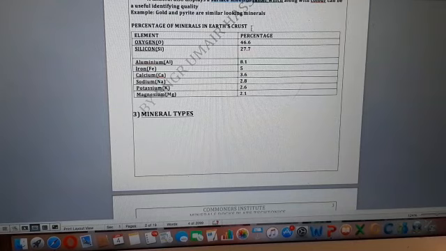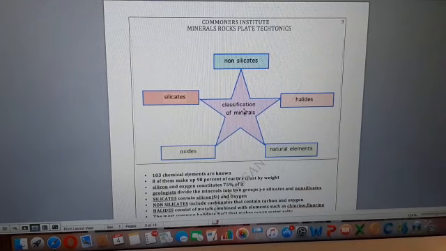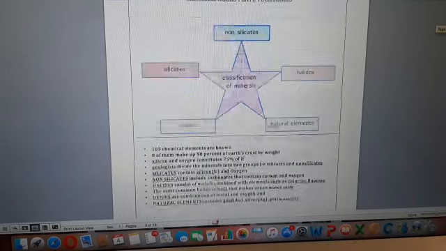The percentage of minerals in the earth's crust: oxygen is 46.6%. Then you have got silicon, then aluminium, then iron. This is basically the percentage column, and then you have got magnesium at the bottom of this column. Now we have different mineral types, and we can classify minerals as non-silicates, or they may be halides, natural elements, oxides and silicates. Now this is the basic classification of minerals.